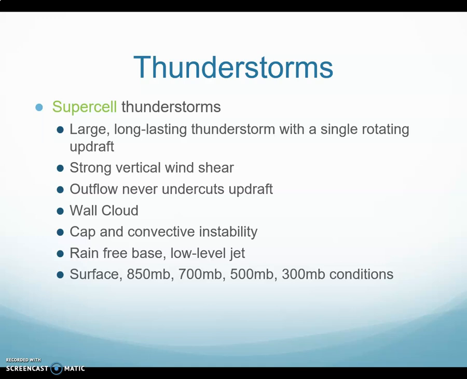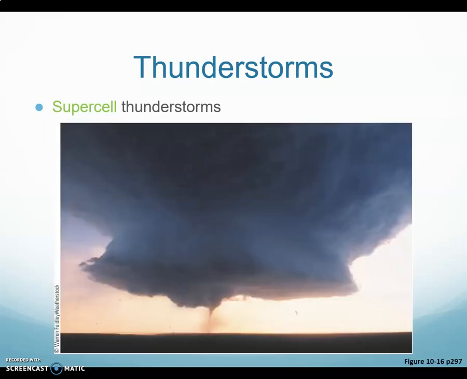We'll talk about how the supercell thunderstorm is formed. We'll talk about the rain-free base and the low-level jet. And we'll look at what a supercell thunderstorm looks like, or at least the conditions for a supercell thunderstorm at multiple layers of the atmosphere. This is what it would look like.